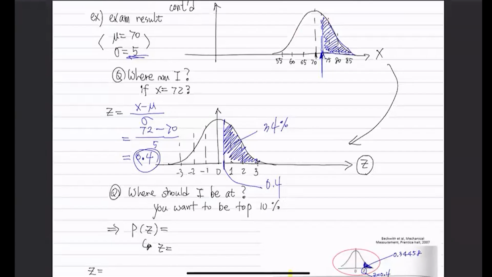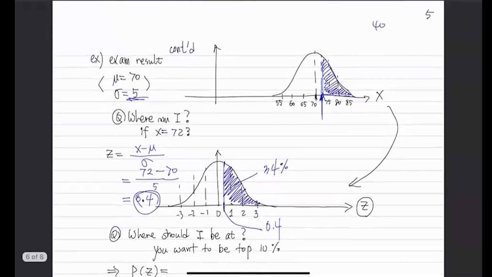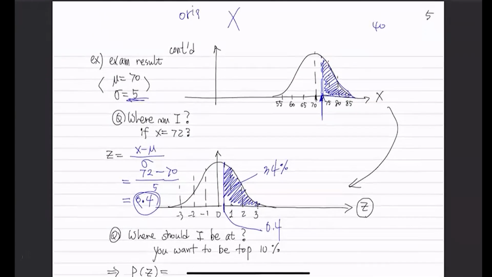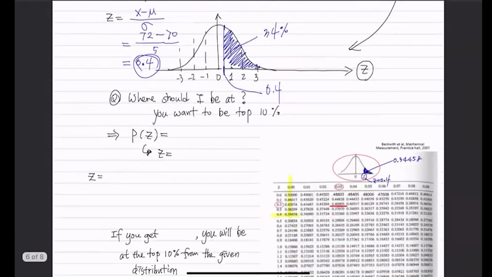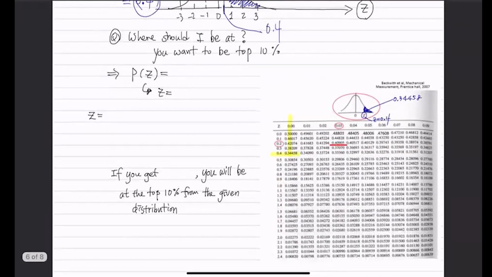Okay? So how this thing works is you have your original X, whatever test score, whatever measurement, things like that. You convert that into Z, and then you use the table, and then you correlate that back into the real thing. All right? That's how you use this Z score or the standard normal distribution.